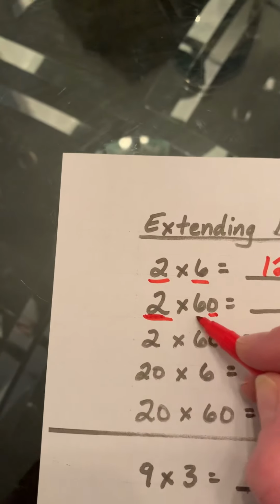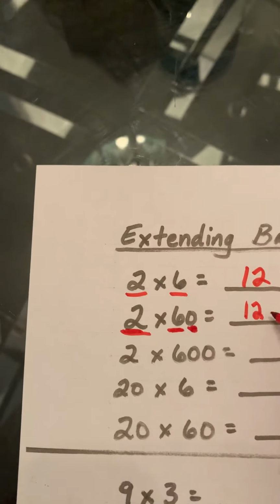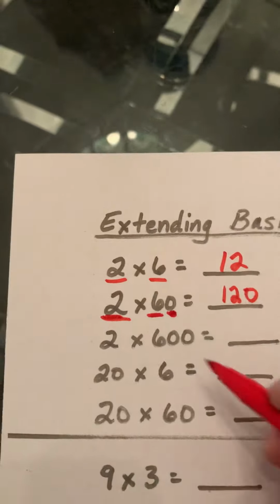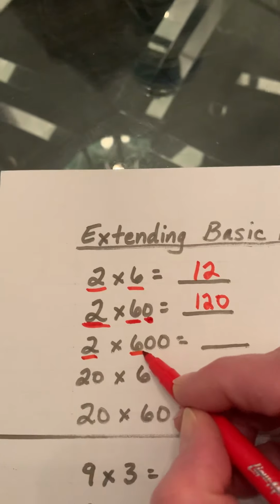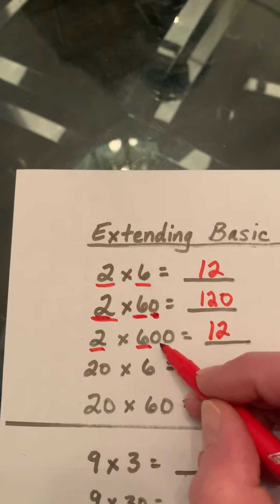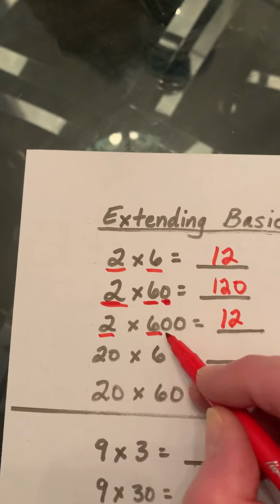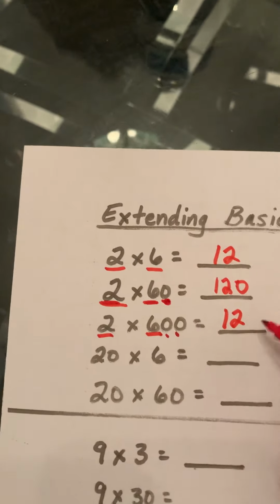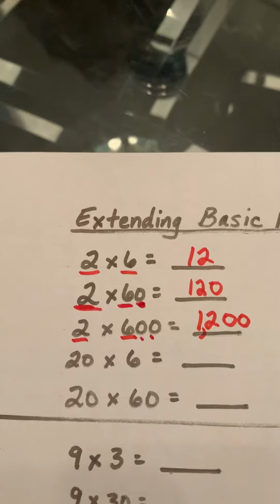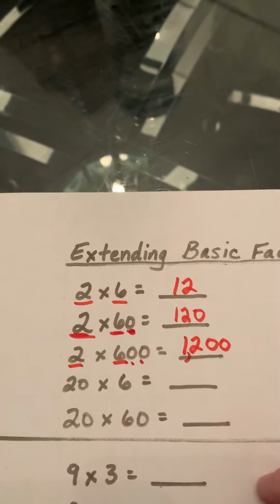Back to my basic fact. 2 times 6 is 12. 1 zero in my factors, I get 120. 2 times 6 again is 12. Looking at the factors, I'm looking at all of the zeros in both numbers. There's 2 here, so I need to put 2 on my product. 600 plus 600 is 1200.